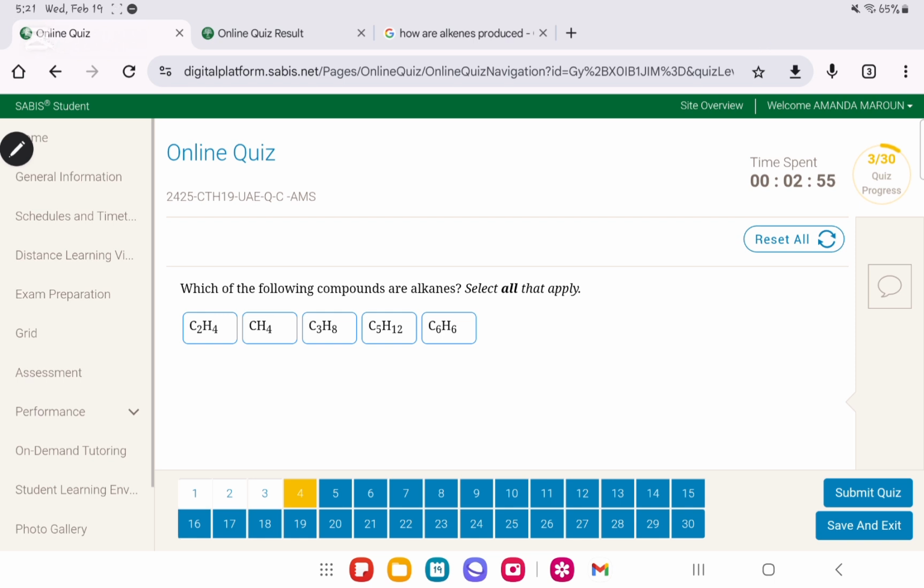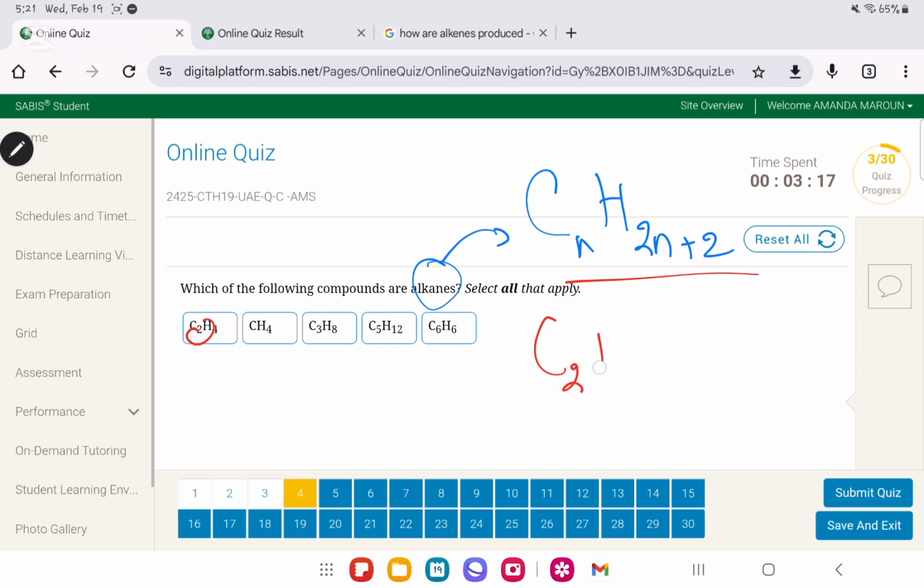Which of the following are alkanes? What is the general equation or the general structure of an alkane? It is CnH2n+2. So this is the general format of any alkane. Let us try them. If you have 2 carbons, it's going to be C2H, 2n, which is 4, plus 2. So it's supposed to be C2H6.